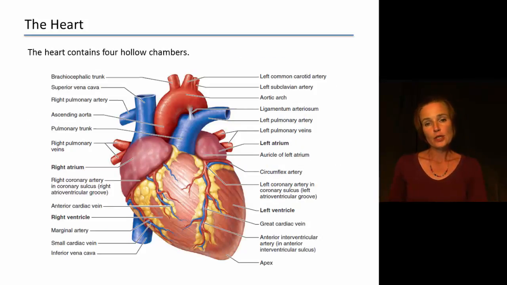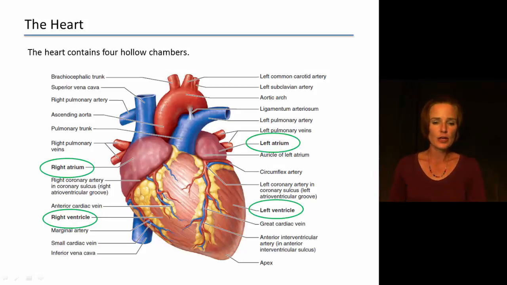The heart itself, if we were to look at its structure, it is going to contain 4 hollow chambers inside of it, and those hollow chambers are called atria or ventricles. And if we look at them here, we can see we have a right atrium and a left atrium, and we have a right ventricle and a left ventricle.